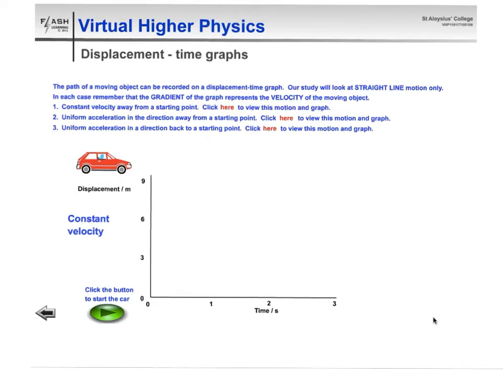So let's have a look at the first. We're going to just look at the same three motions that we looked at for velocity time graphs, but for displacement time graphs. So starting off with the car moving at a constant velocity, you might want to pause the video here and try and draw in what the graph might look like. So the car is going to start from here and then just going to travel along at a constant velocity.